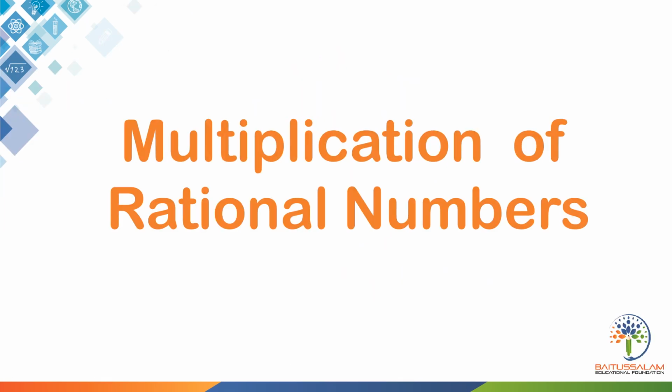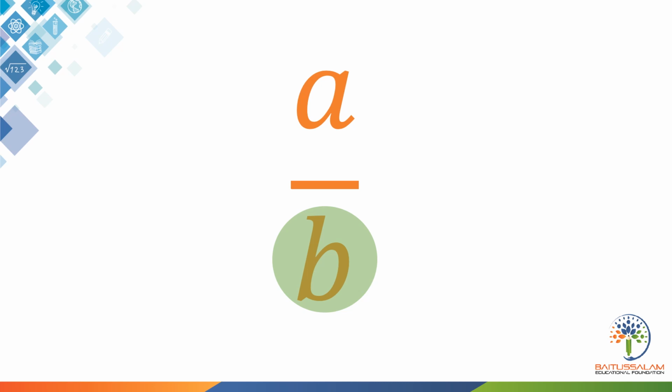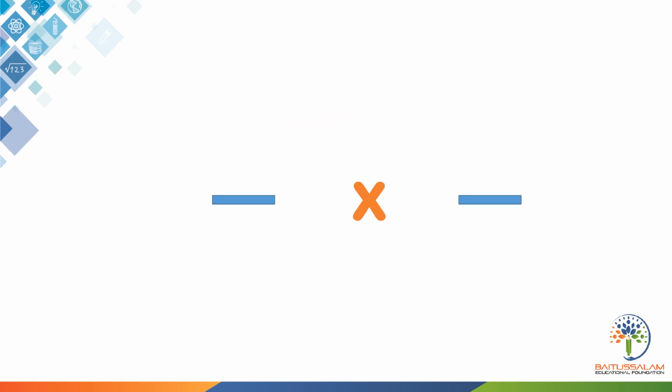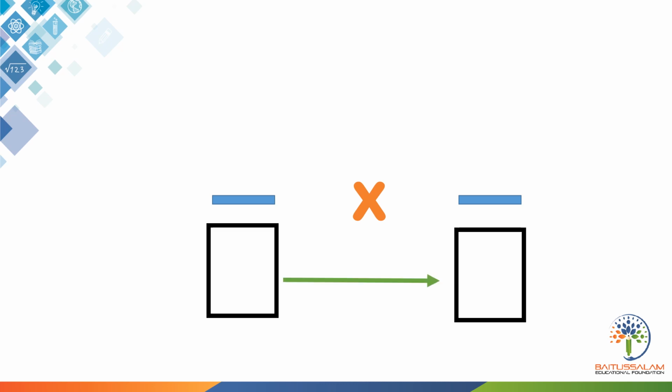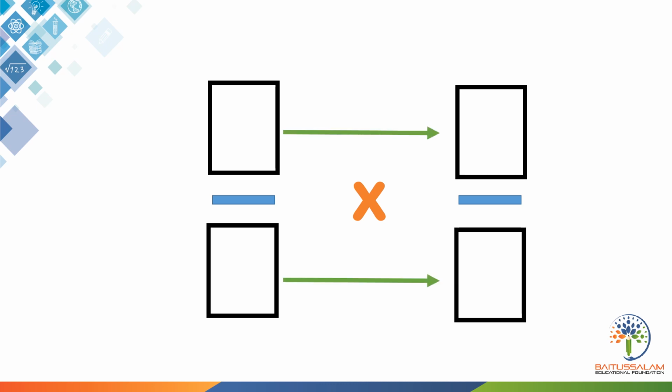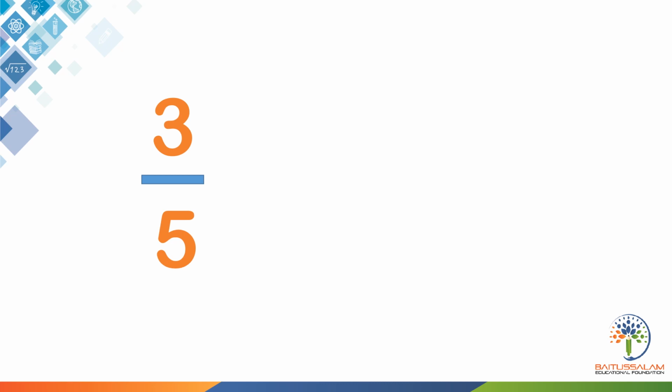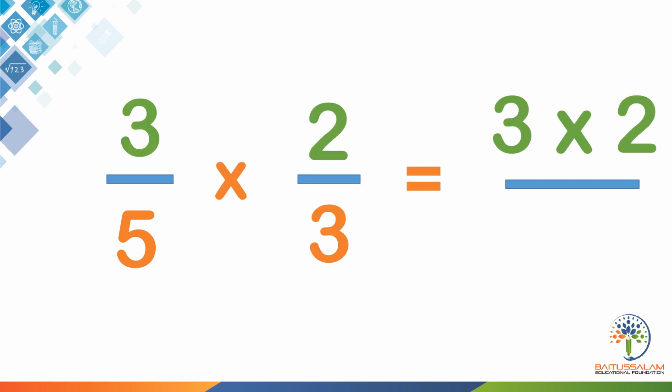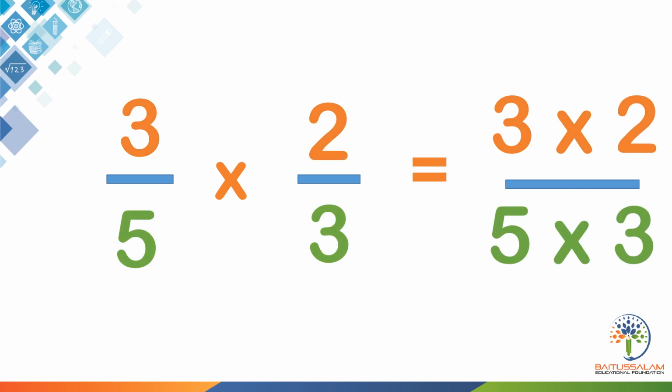Multiplication of rational numbers. In the multiplication of fractions, the denominators are not supposed to be the same. Multiplication is easy, the numerators and the denominators are multiplied with each other. If 3 upon 5 is multiplied by 2 upon 3, we simply multiply the numerators, that is 3 times 2, and the denominators, 5 multiplied by 3.